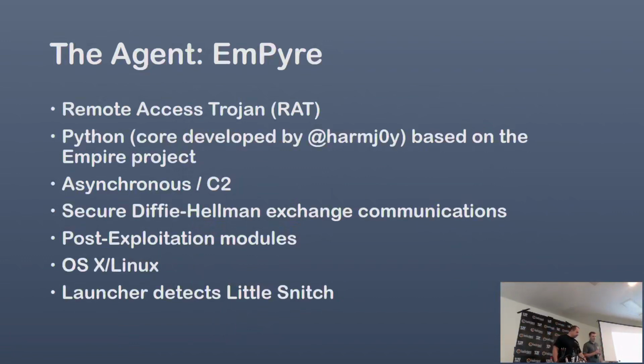So as we talked about before, standard RAT, pure Python, written for 2.7, and it was developed by Will Schroeder. As we talked about before, his handle is Harmjoy. You've probably heard about him before, potentially. He does a lot of stuff on the Active Directory side, and he was really big on developing Empire beforehand. It's asynchronous C2, so it's kind of like most standard agents out there currently.